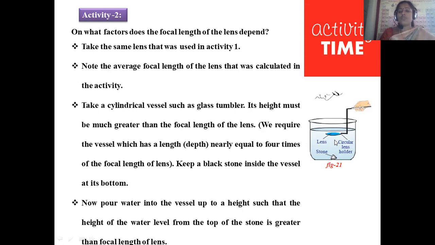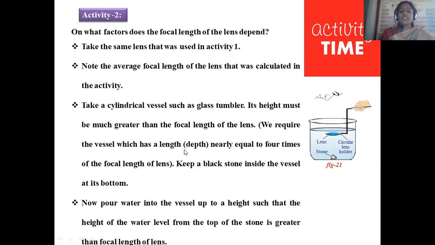Focal length can be varied. That means we are going to change the focal length of this one. That's why we are going to take the average of all the focal length values in this experiment. Take the cylindrical vessel. You can see this container that is taken as a cylindrical vessel, and the height must be much greater than the focal length. For example, if the focal length is 25, you have to take 4 folds greater than its focal length, that container length should be, right?